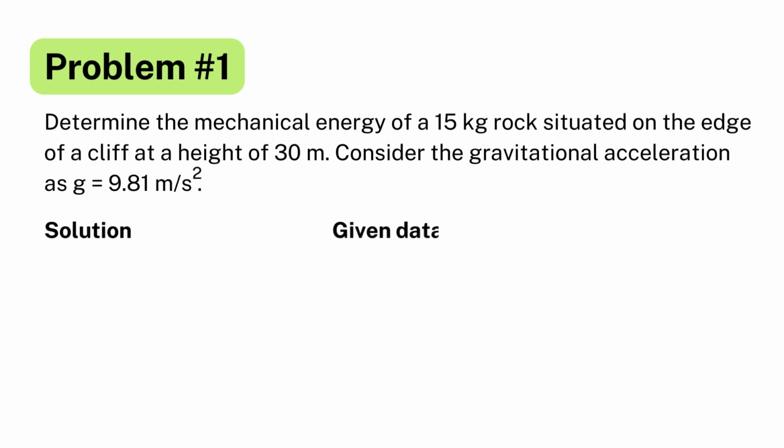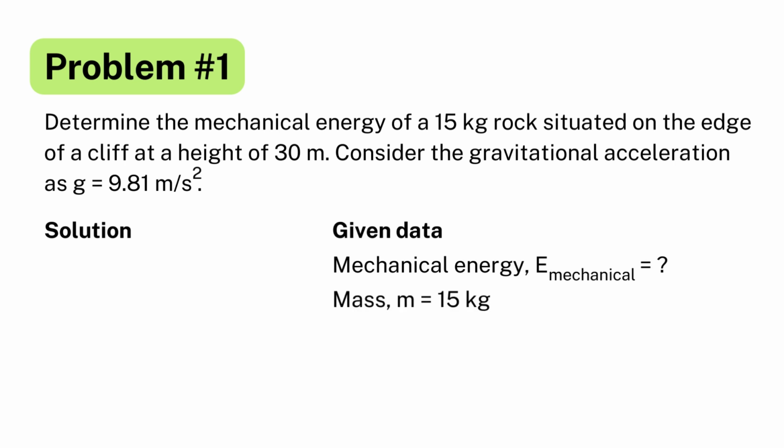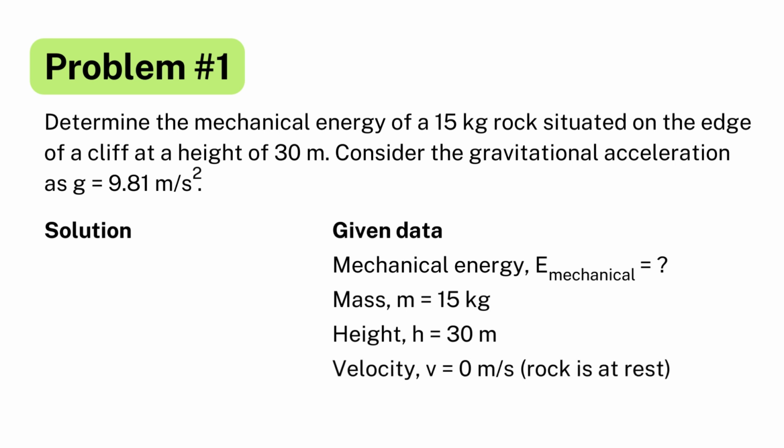We have to determine mechanical energy, so E mechanical is equal to question mark. The mass of the rock is given as m equals 15 kilograms, and the height is given as h equals 30 meter. The rock is at rest, so we can assume velocity as 0 meter per second, and the value of gravitational acceleration is given as g equals 9.81 meter per second square.